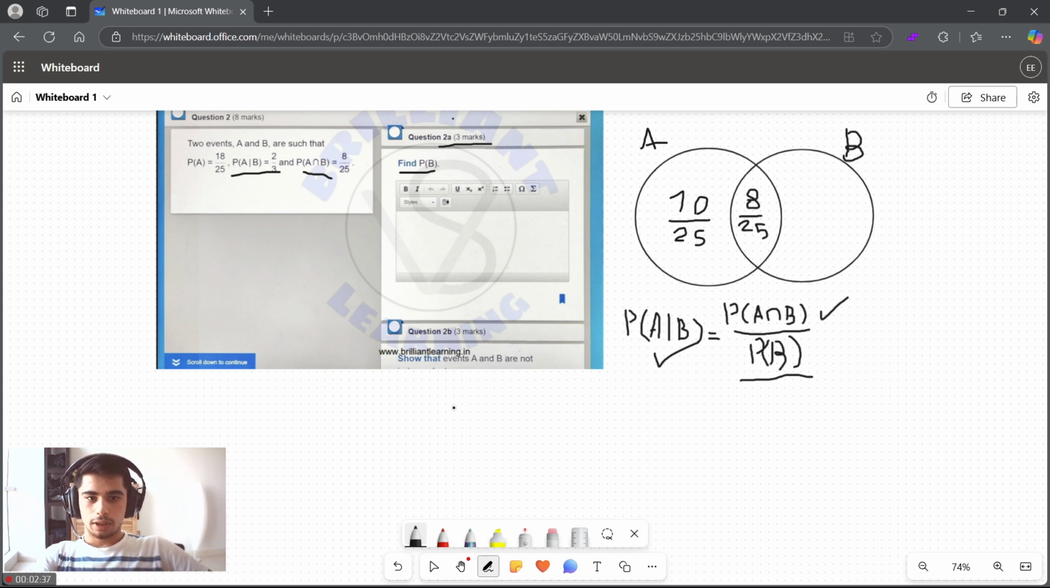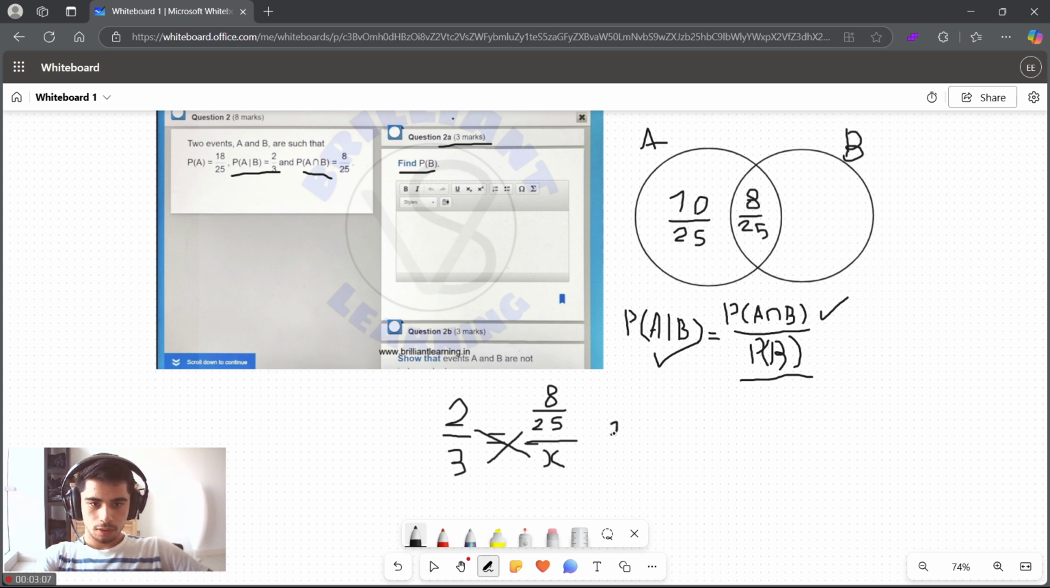So we'll plug in what we have. 2 over 3 is equal to 8 over 25 over x, right? So we need to find x here. Now there's a lot of ways you can do this, but my favorite way is to just cross multiply.